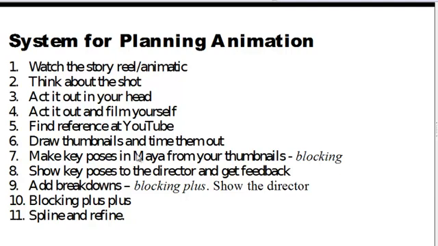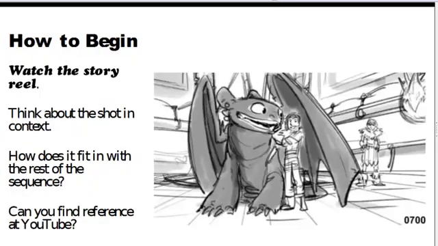Then once you've done your thumbnails, you're going to make key poses in Maya. This is called blocking. Then you're going to show your key poses to the director or the supervising animator or whatever and get feedback. Then you're going to add breakdowns, blocking plus, show the director, blah, blah, blah, blocking plus, spline and refine. And that is basically the system for any shot. But let's go into it in a bit more detail.